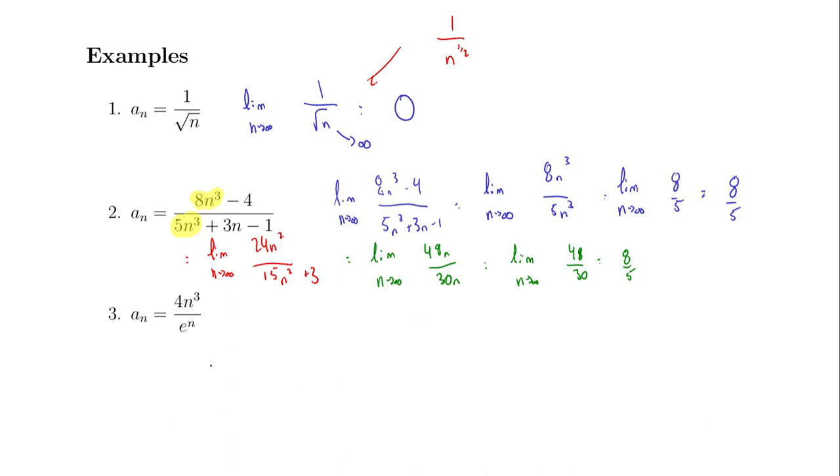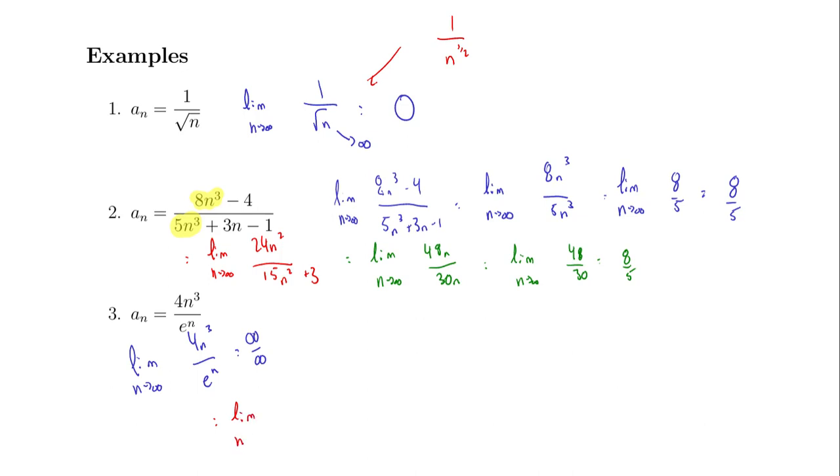I don't really care. I switch colors when I do L'Hôpital's rule just to show us what we're doing here. So that's where I'm differentiating everything. Anyways, this last one, we've got a limit as n goes to infinity of 4n cubed over e to the n. And then we'll use L'Hôpital's rule on this because, remember, we're getting infinity over infinity. I should probably write that at least.